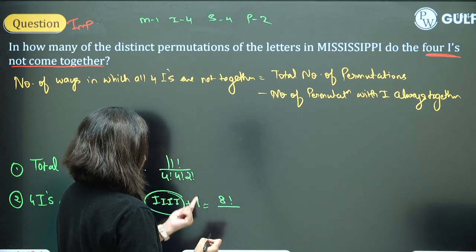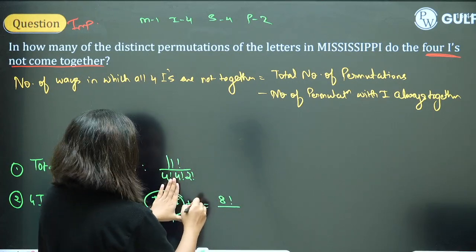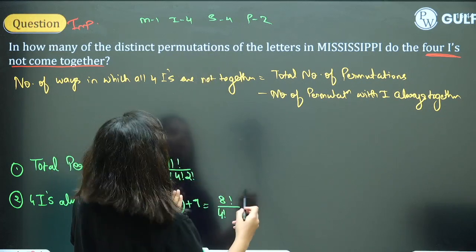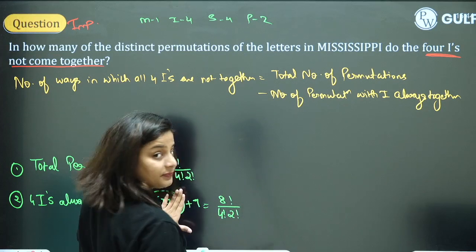Then in the remaining 7 objects, forget the I, 4 S is present, alike objects should be divided, 2 P is present, divided.